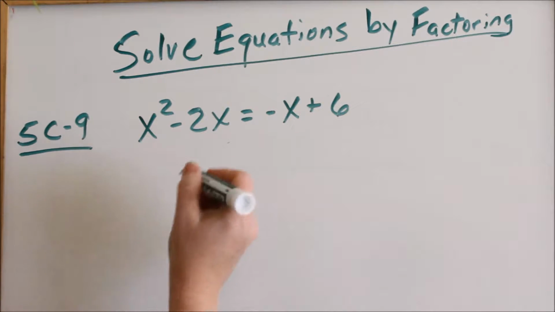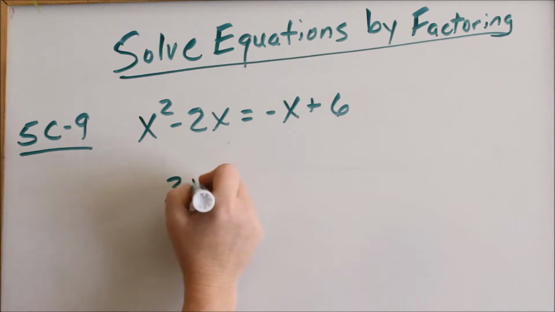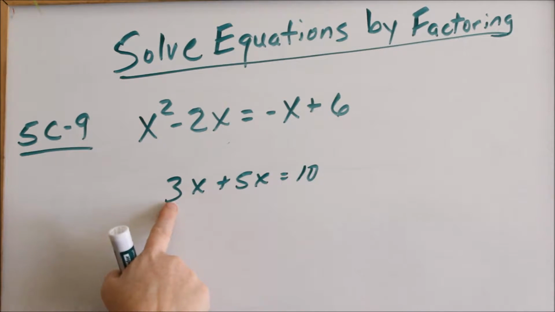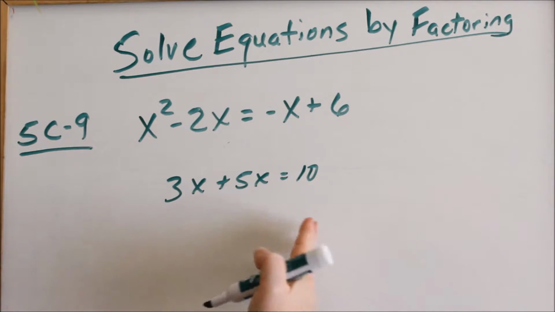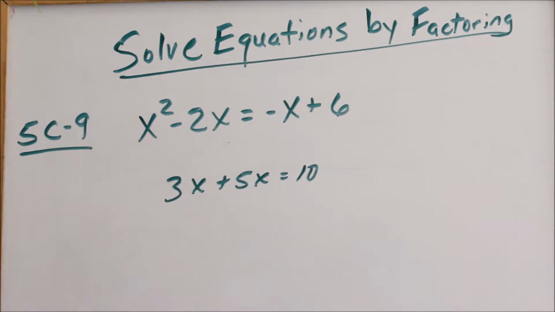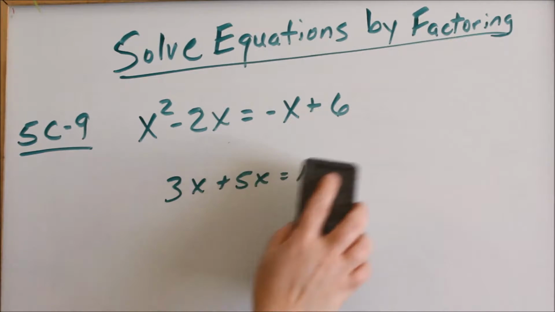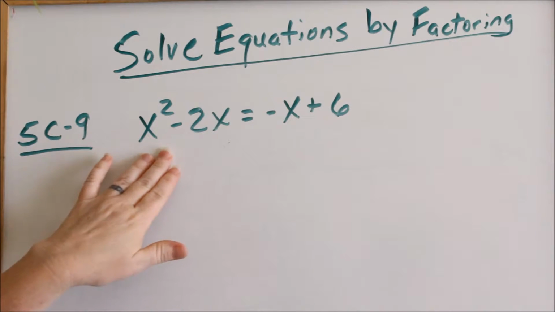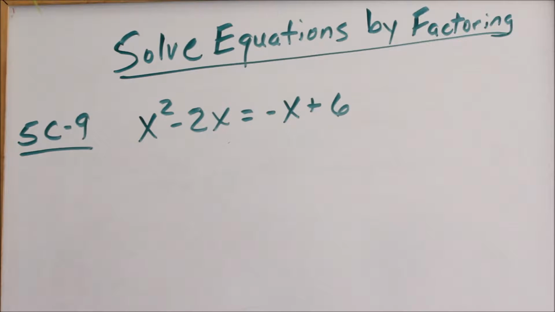Normally in algebra, you had something like 3x plus 5x equals 10, and you kept your letters on one side, numbers on the other, and you solved for x. Now we have an x squared, okay? So the very first thing you do is set it equal to 0. I normally put everything on the left-hand side and put 0 on the right-hand side. That is called standard form when you're solving equations. Standard form means put everything on one side and 0 on the other side.